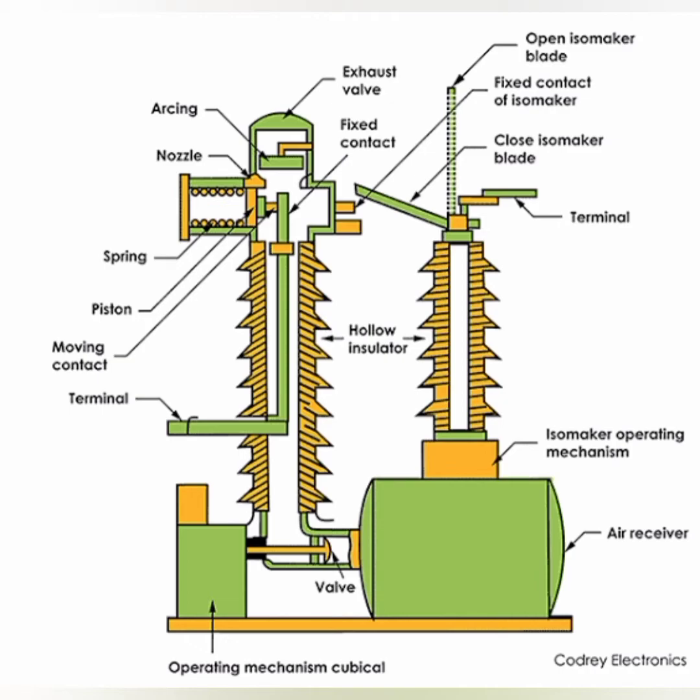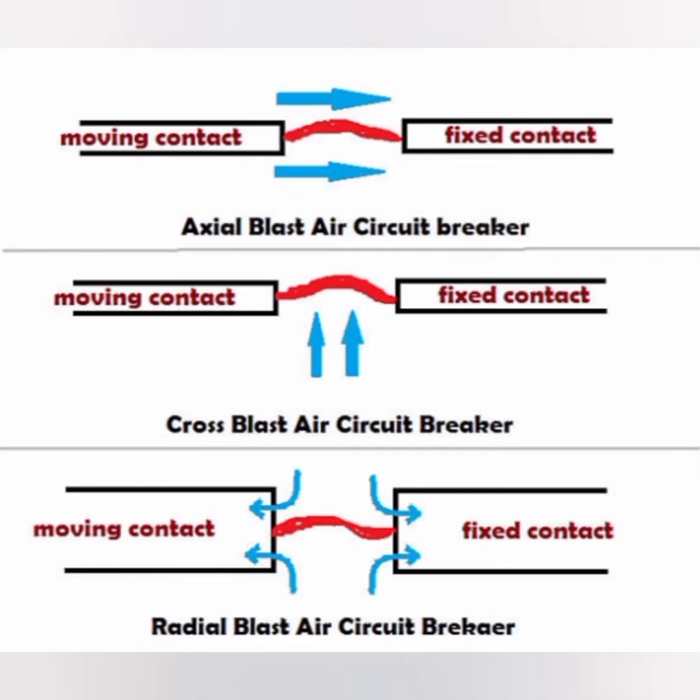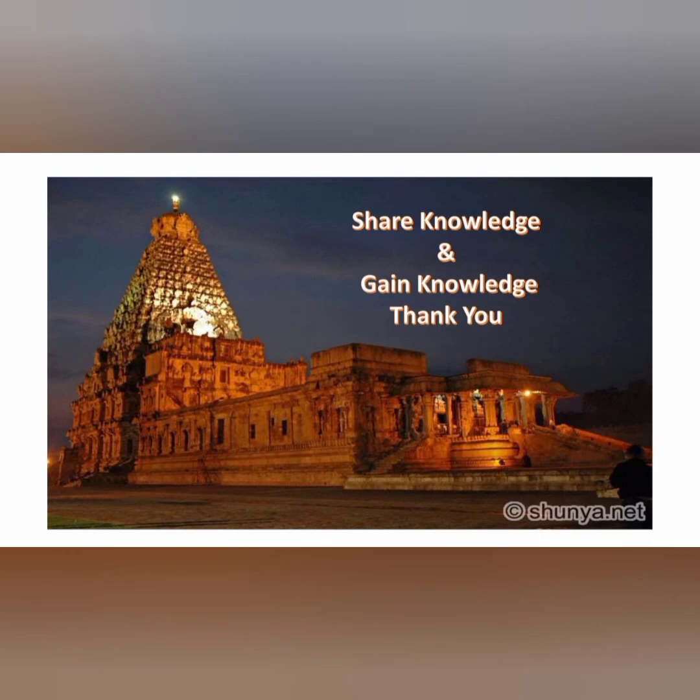Then coming up to the next, your types of air blast circuit breakers. There are three types, as I said: axial blast, cross blast, radial blast. So the arc direction and your air pressure or the arcing medium, how it flows, the directions are being shown. So these are all the basic explanations done for your air blast circuit breakers, air circuit breakers, plain circuit breakers, magnetic blowout, and air brake circuit breakers.